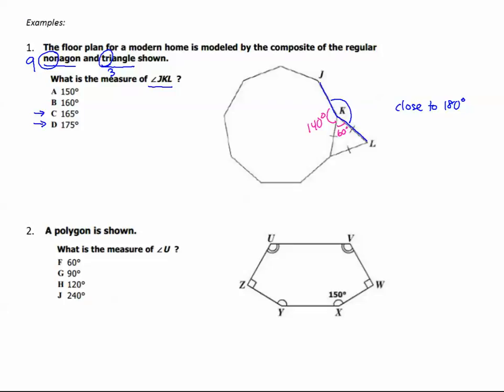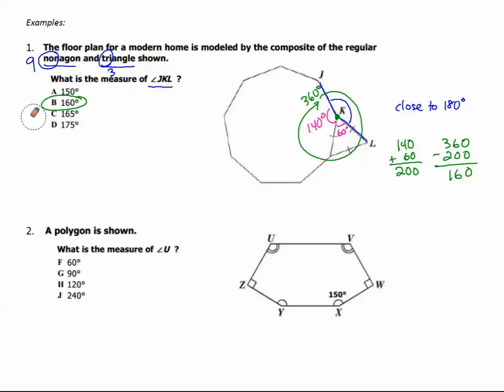And what did we say? Around any point, all of those angles have to make a circle, have to add up to 360 degrees. So what's 140 plus 60, the two angles I already have, and 360 minus what I already have, and that's 160. So see, I thought that was close to 180, but I was picking angles that were too close. 160 degrees is the better answer, the correct answer.